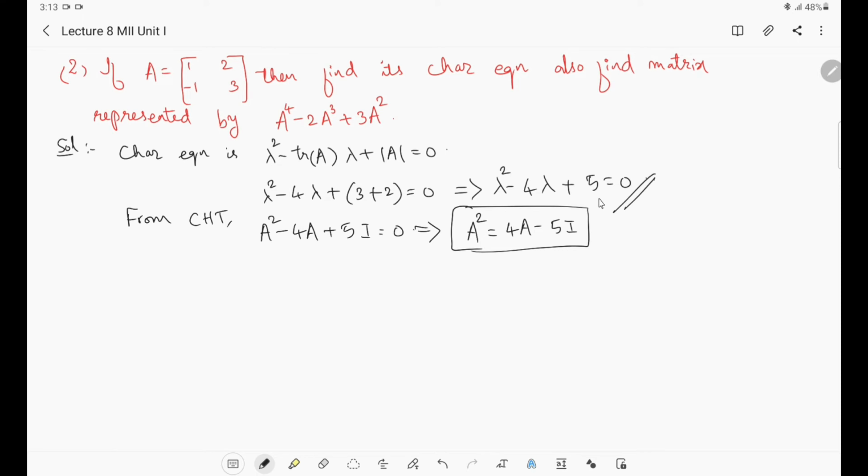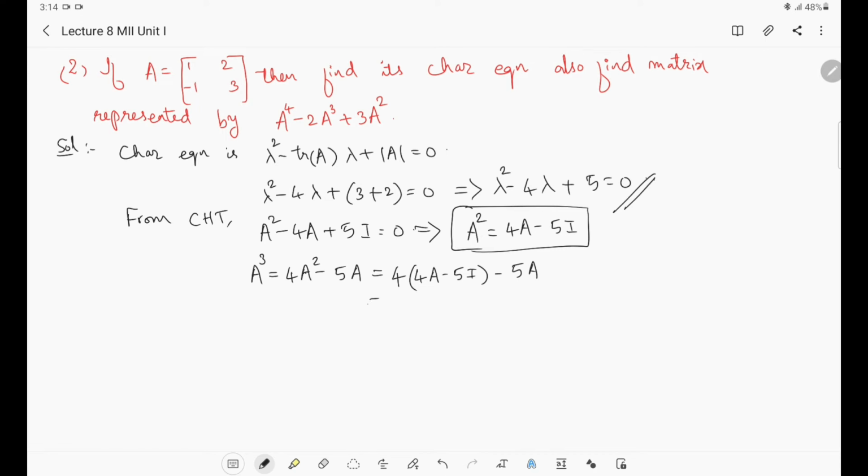Next we need A cubed and A to the power 4. So multiply this with A. So what will we get? A cubed. What I am doing? I am multiplying this complete thing with A. Then we will get A cubed equal to 4A squared minus 5, A into I is A only, right? Which is equal to 4 into A squared. What is A squared? Just now we have computed, A squared is 4A minus 5I, right, minus 5A.